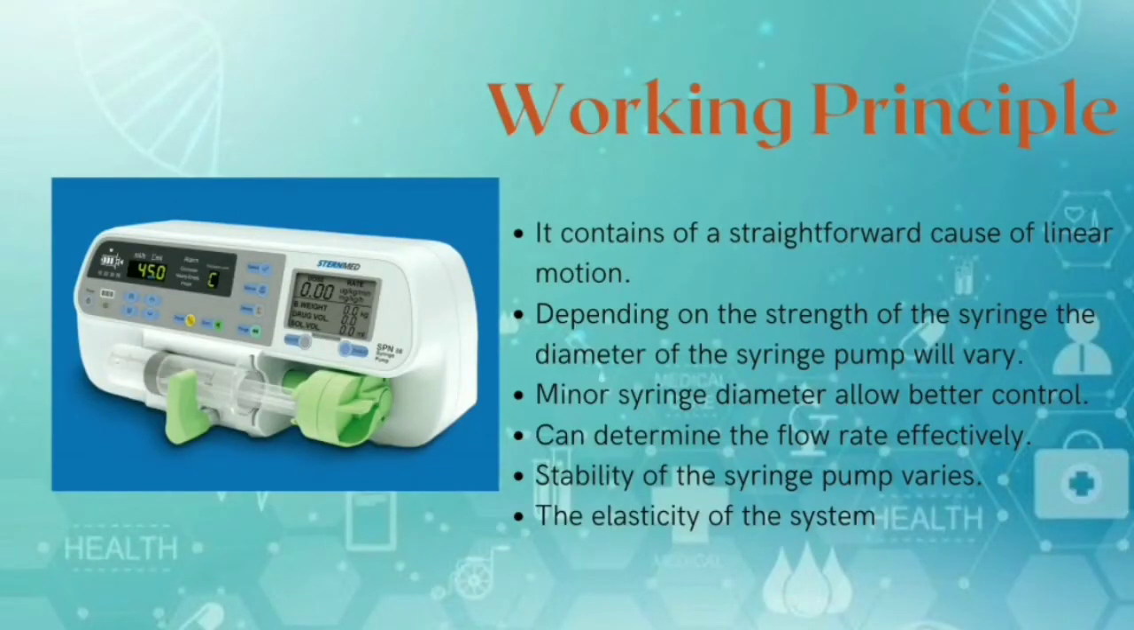Now, let's see what are the working principles of syringe pump. It consists of a straightforward course of linear motion that controls the speed at which the piston is driven. Depending on the size of the syringe, the person who uses this can adjust the working range by changing the diameter of the syringe pump. A minor syringe diameter allows better control of low rates, yet at smaller unnecessary volumes.